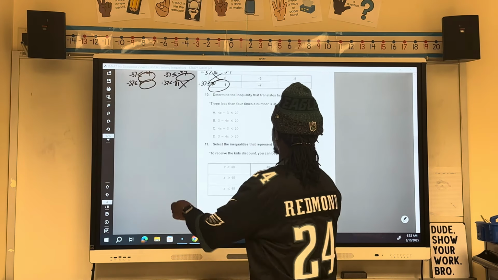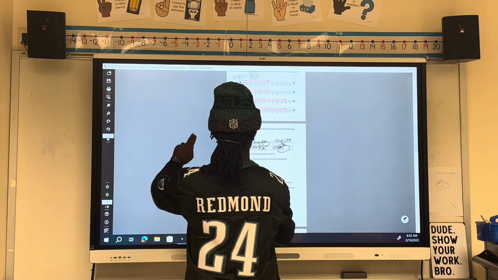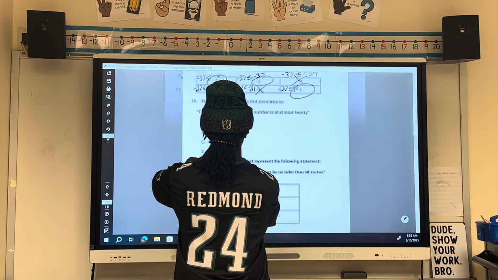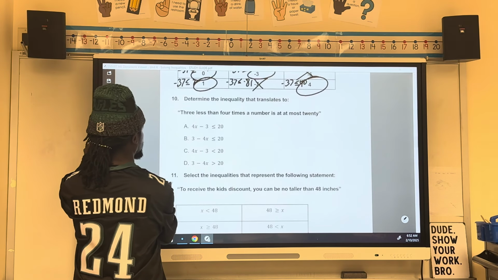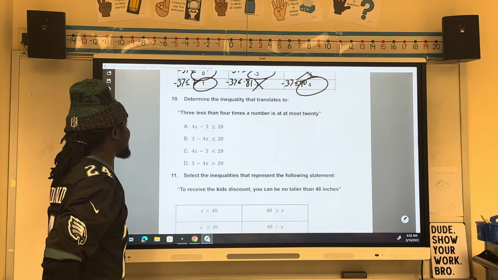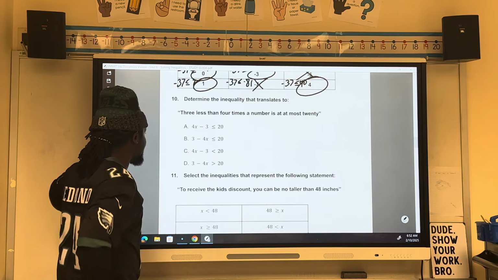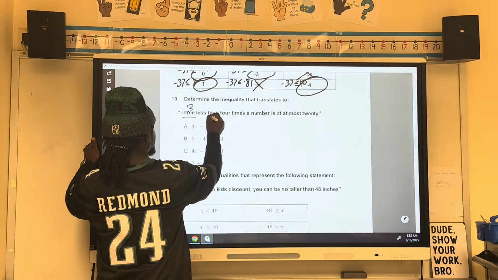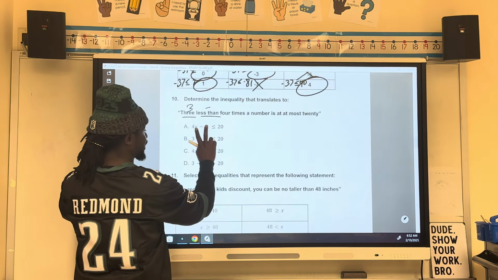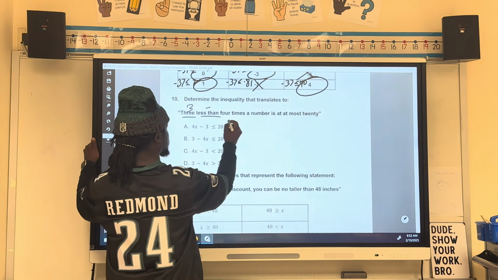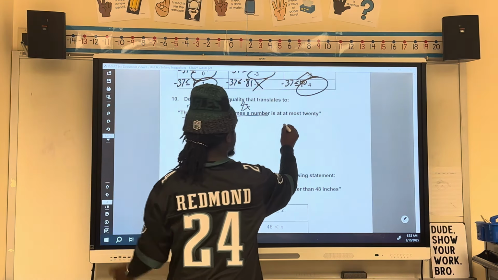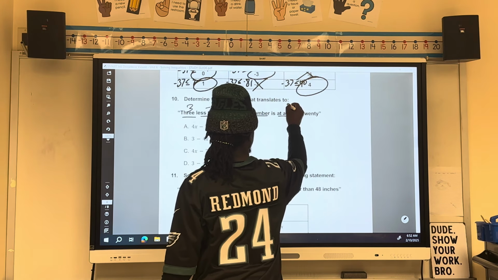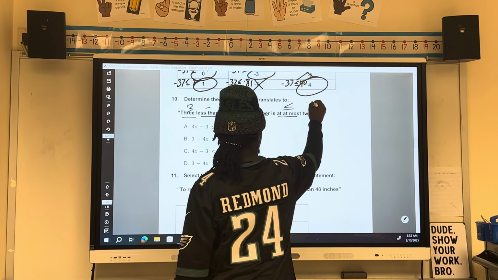All right, moving on. Question number 10, almost halfway there. So we got 3 less than a number. So we have 3, then we got less than. That does mean subtraction, but less than, we have to flip the order. 4 times a number, that's going to be 4x, is at most, is less than or equal to 20.